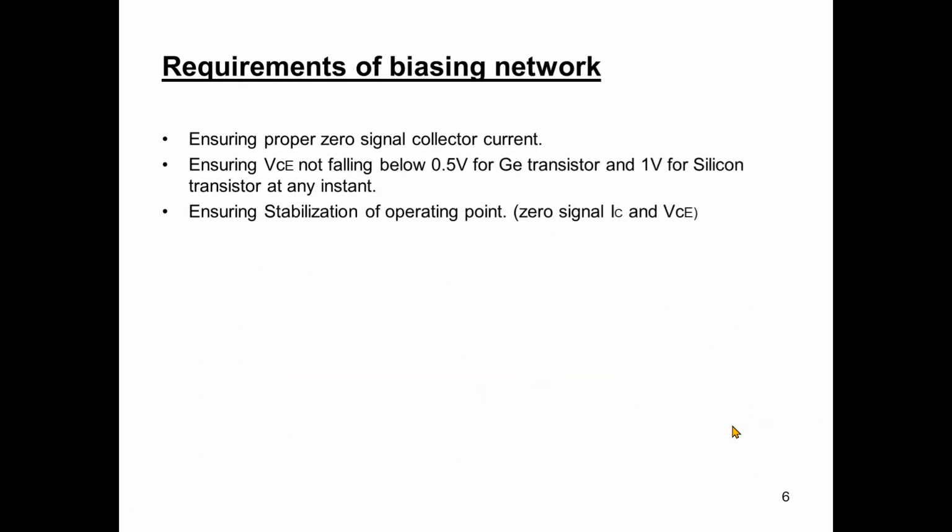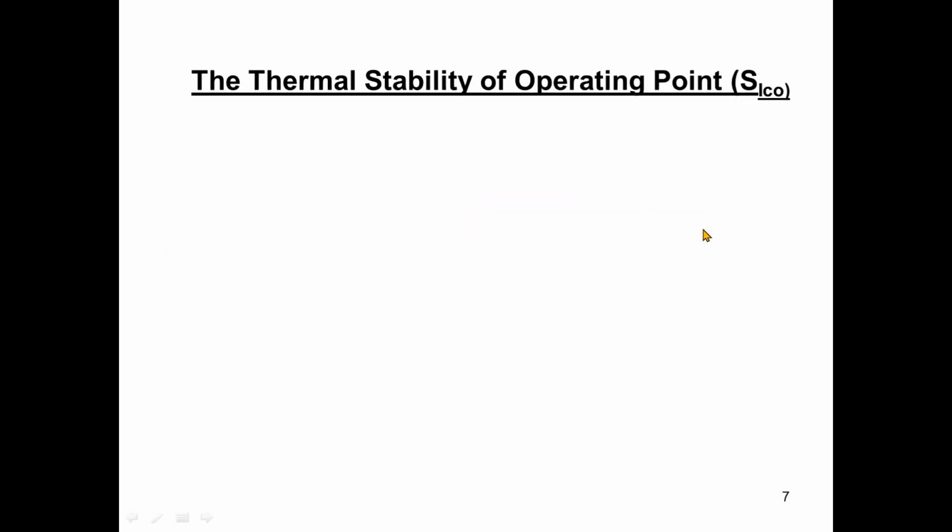And the requirements of the biasing network. First of all, we have to ensure the proper zero signal collector current, as we already discussed, and ensure the value of VCE does not fall below 0.5 volt for a germanium transistor and 1 volt for a silicon transistor at any instant, and ensure the stabilization of the proper operating point, that is zero signal IC and VCE. The major important aspect of today's session is the thermal stability of an operating point.